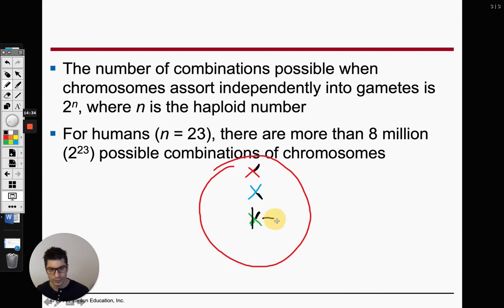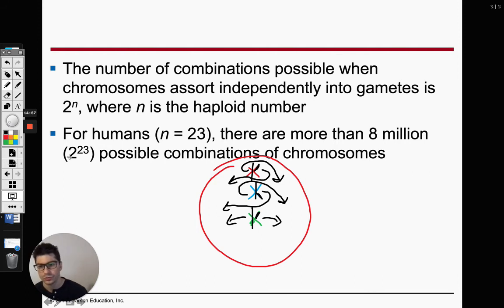We could have this one go to this side, this one go to this side. On this one, maybe we have this one go to this side, and this one goes to that side, okay? And on this one, we could have this one go to that side, this one go to that side. It doesn't matter which way they go, but with 23 different chromosomes, because we have two different alleles, or two different chromosomes, if we do it to the 23rd power, we are going to have a lot of possibilities there, okay?